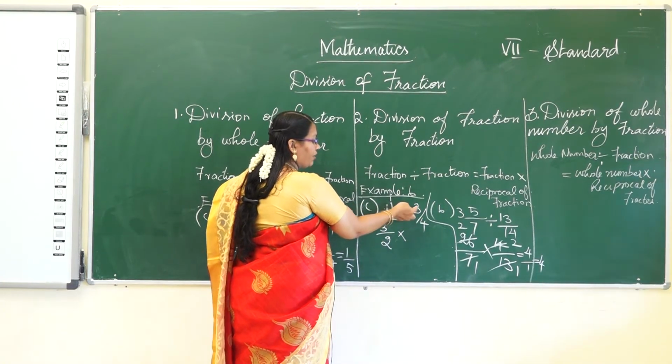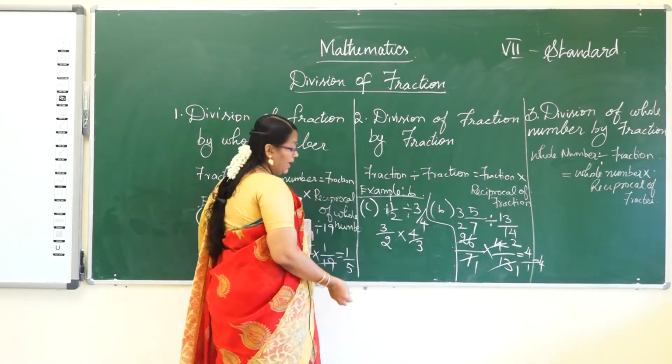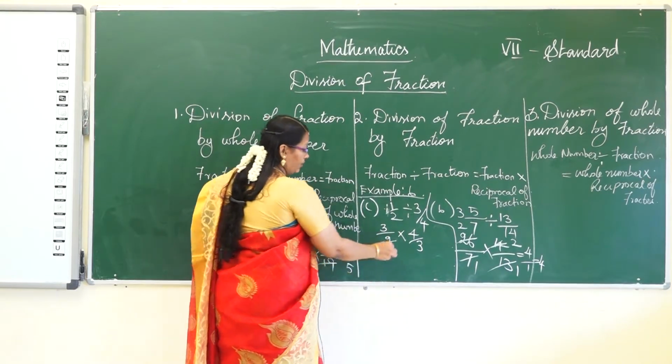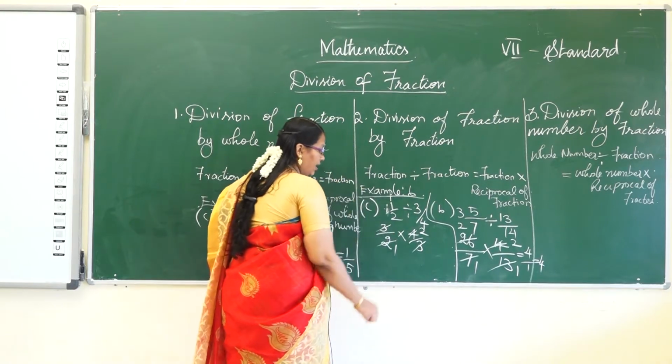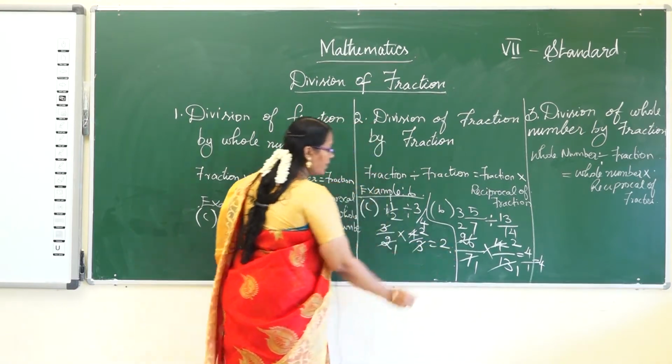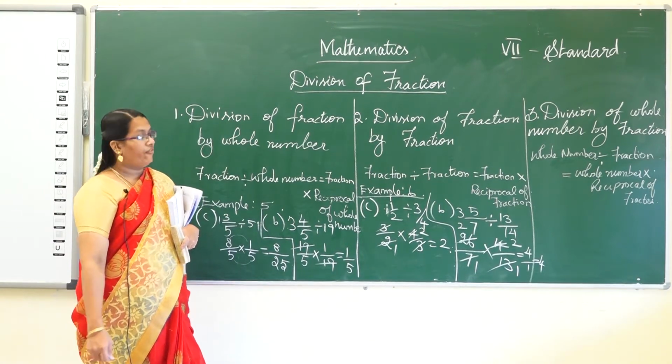What is the reciprocal of the fraction? 3 by 4, so 4 by 3. Now it cancels in the 2 table. 2 1s are 2, 2 2s are 4. 3 3s will be cancelled. So the answer is 2. I hope you are understanding the second type, the division of a fraction by a fraction.